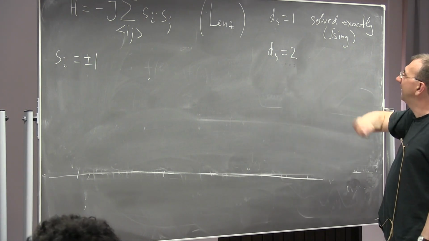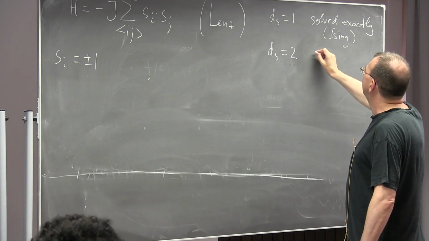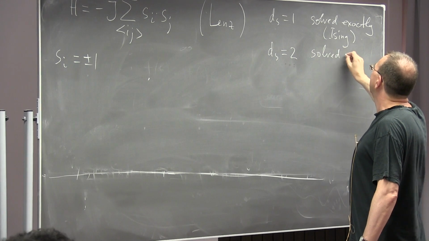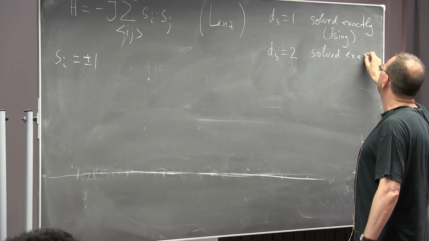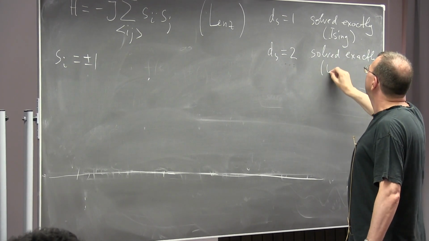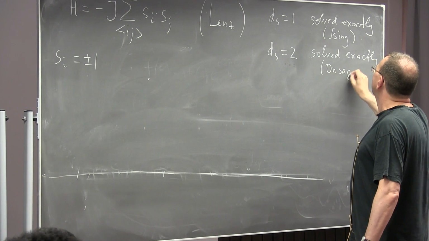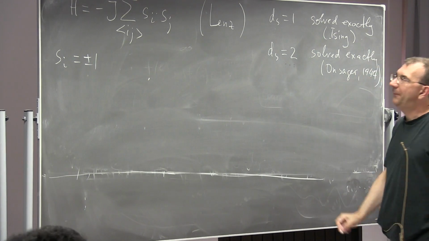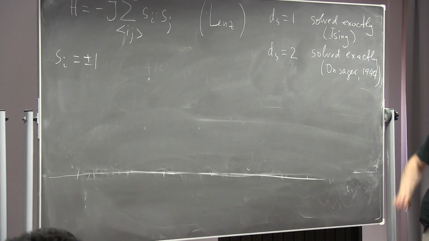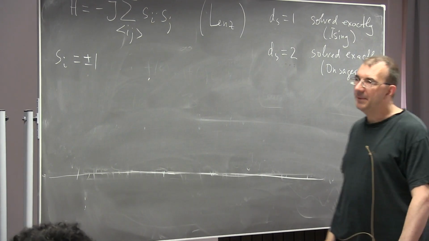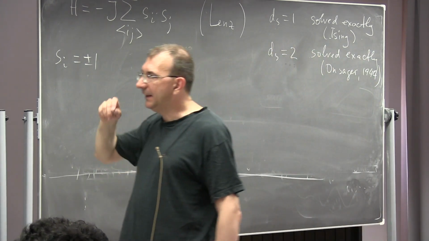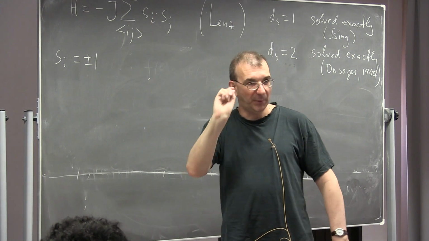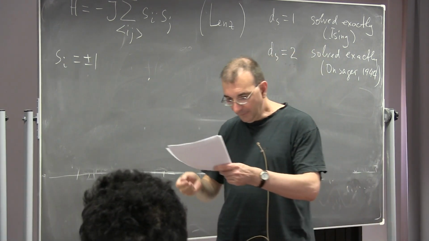And it was solved exactly by Onsager, in 1944. But before the solution of Onsager became available, Kramers and Wannier introduced duality in this two-dimensional Ising model and predicted the point of a phase transition. So how did they do this?